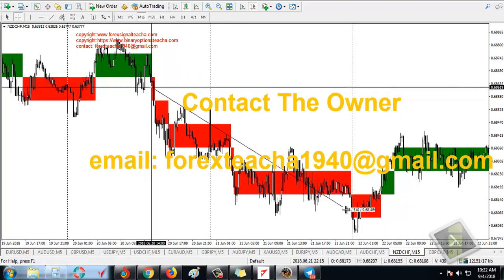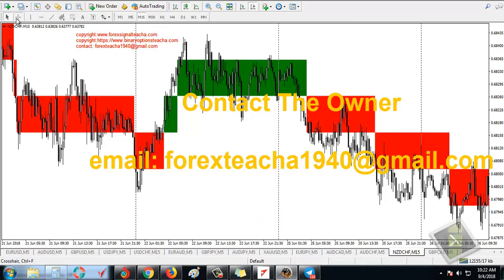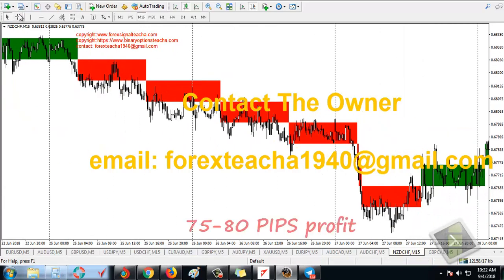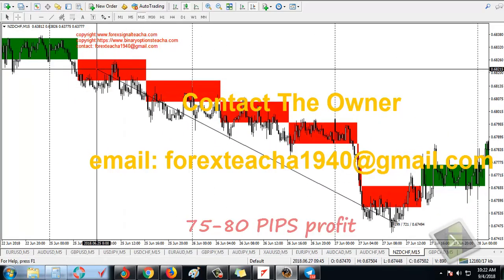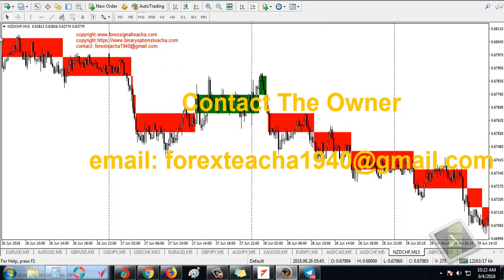This is a winning trade. This is about 61 pips. This is a break even. This is a winning trade. That's about 70 to 80 pips. This is a break even.